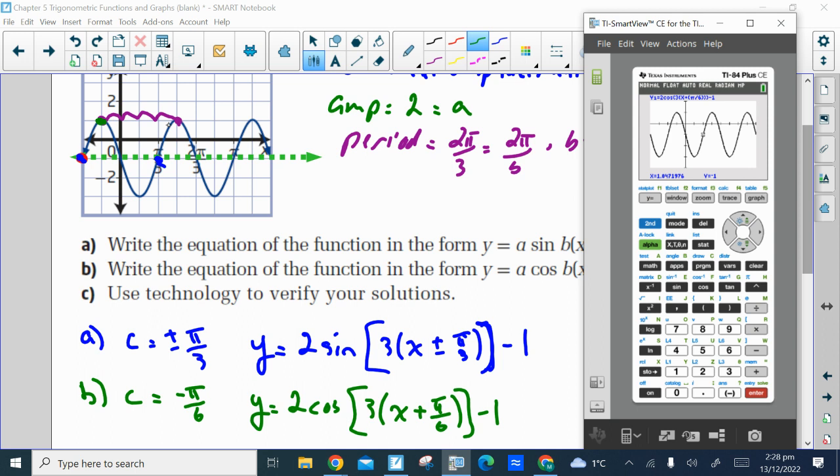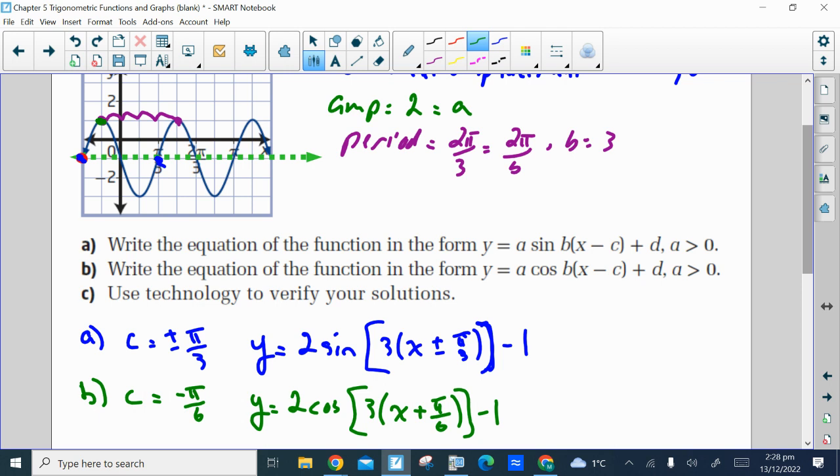And the last point I'll check is this first maximum to the left of the y-axis. That's when x is negative pi on 6, y should be positive 1. And it is. You never get these wrong because you can always check them in your calculator to make sure.